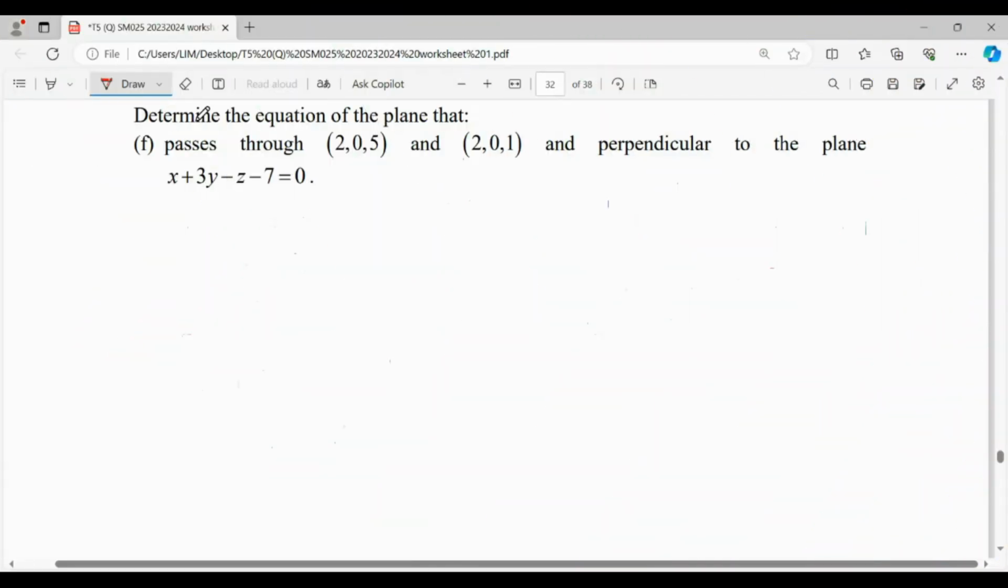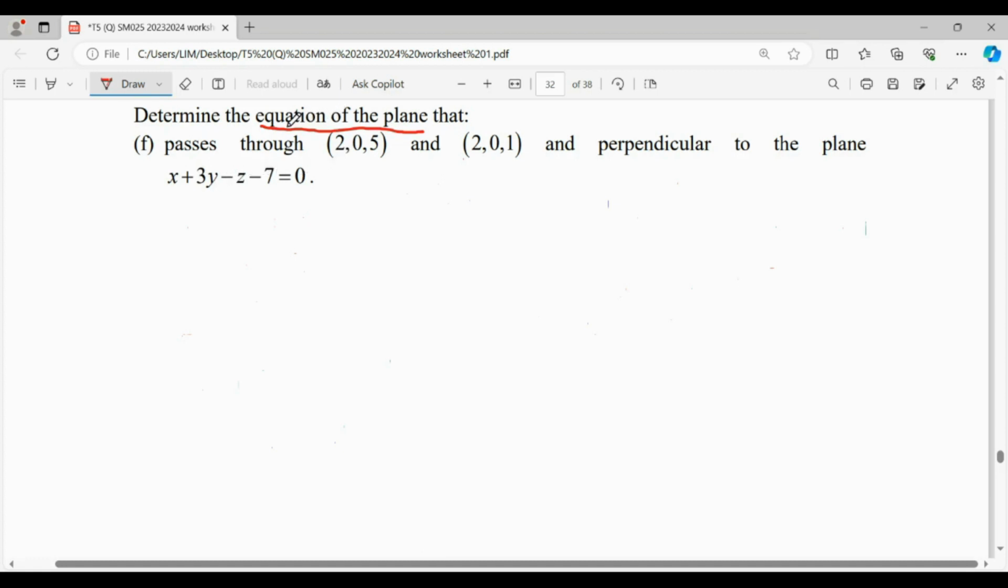Hi everyone, for this question, they ask us to determine the equation of the plane. In this situation, the plane passes through the points (2, 0, 5) and (2, 0, 1), and the plane is perpendicular to another plane, which is x plus 3y minus z minus 7 equals 0.